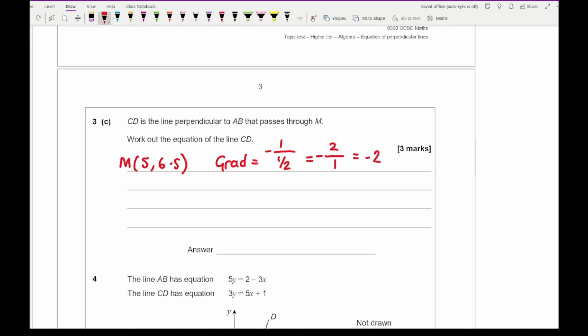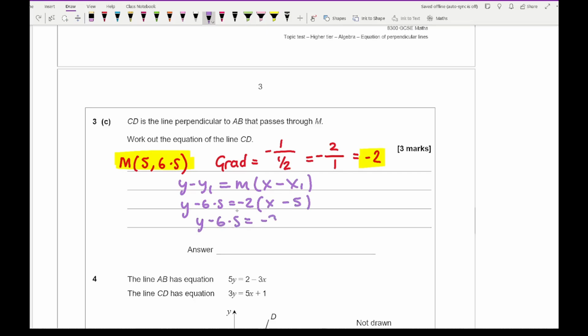Because I know one coordinate and I know the gradient, I can use y minus y1 equals m times x minus x1. So here y minus 6.5 equals minus 2 times x minus 5. Then expanding the brackets, I get minus 2x plus 10. I then take the 6.5 over to the other side, so I have y equals minus 2x plus 16.5.